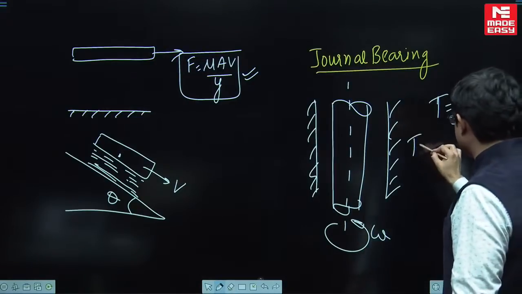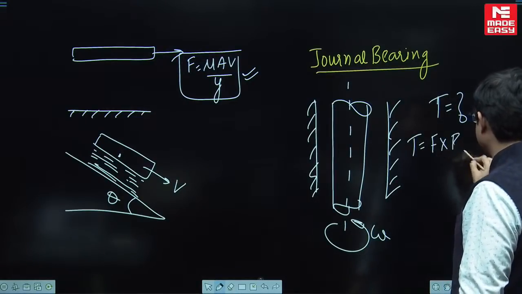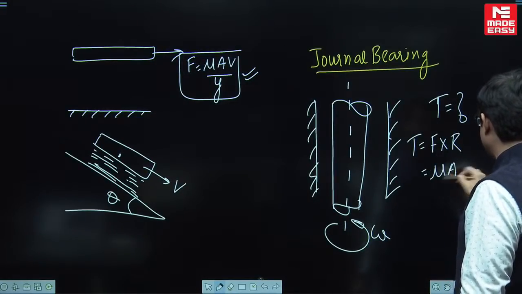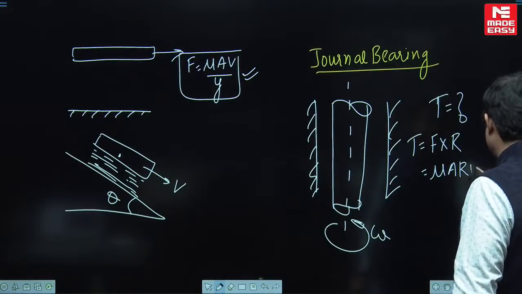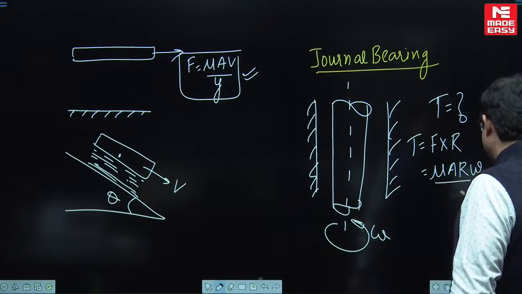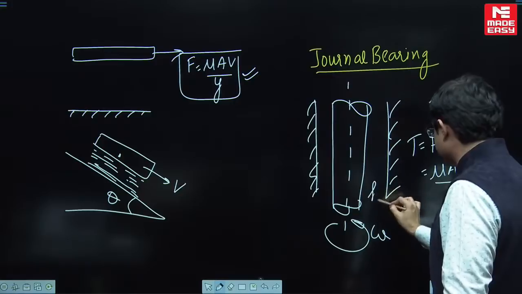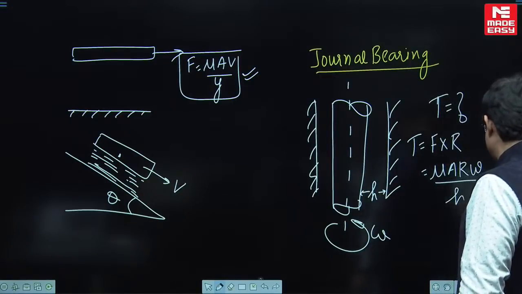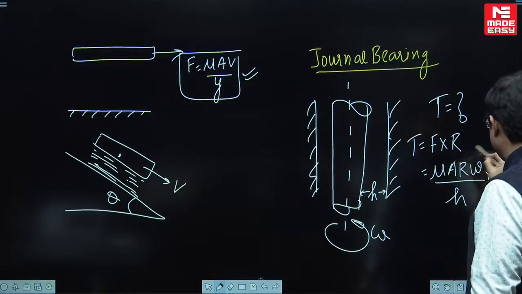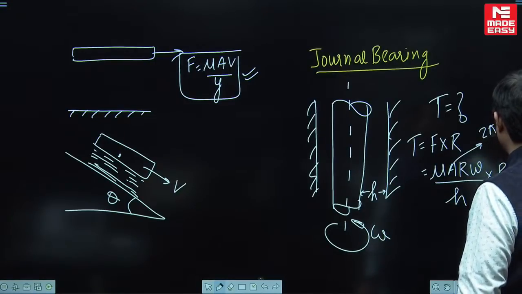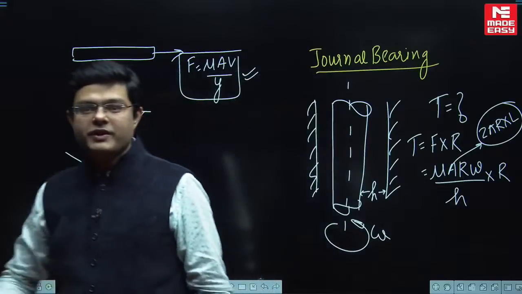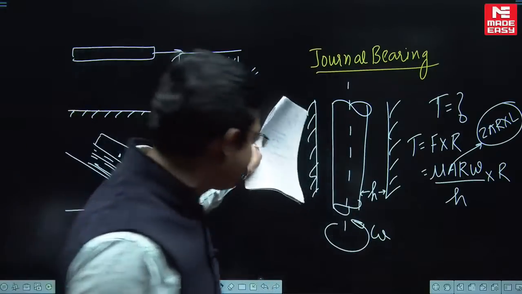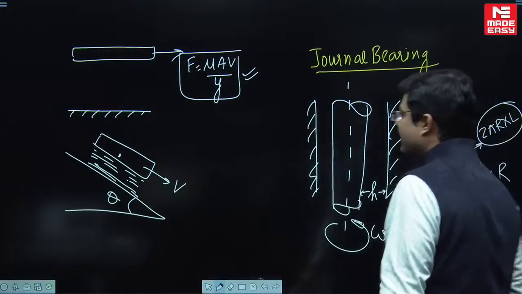So how to find the torque here? Torque is going to be F cross R. F is going to be mu A V, but it is rotational motion. So V will be written as R omega divided by the clearance, which is, let us say, H, multiplied by H into R. Here the area will be written as what? 2 pi R into L, the length of the shaft. I hope you guys have solved these kinds of questions. Journal bearing, look here.